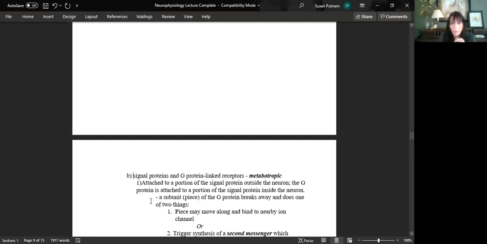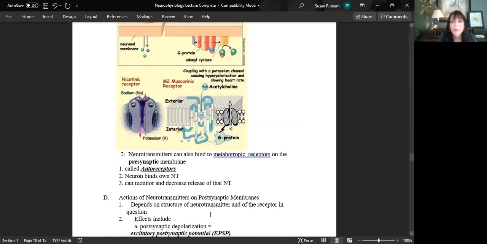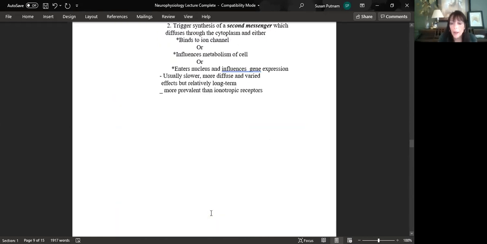In this case, the neurotransmitter molecule attaches to a portion of the signal protein that is sticking up outside of the neuron in the extracellular fluid. There is a G protein. If you're a biology major, you know about G proteins. If you're not, just remember G protein for now. It is attached to a portion of that signal protein inside the neuron. So I just want to come down here for a minute so we can show this a little more readily.